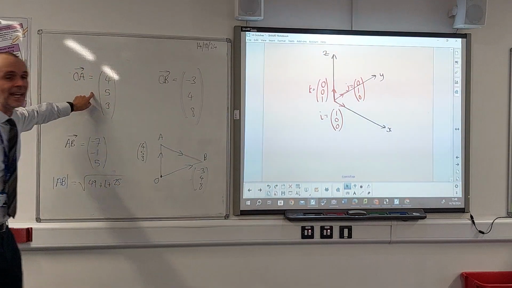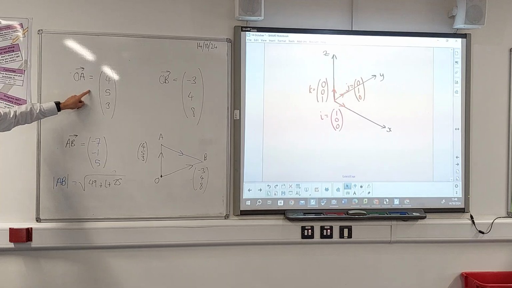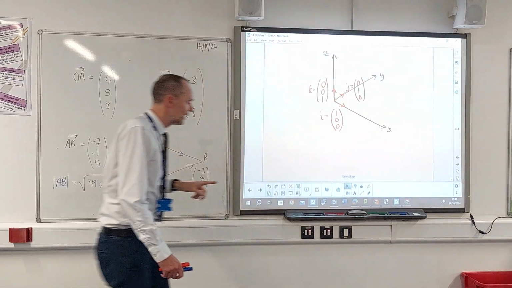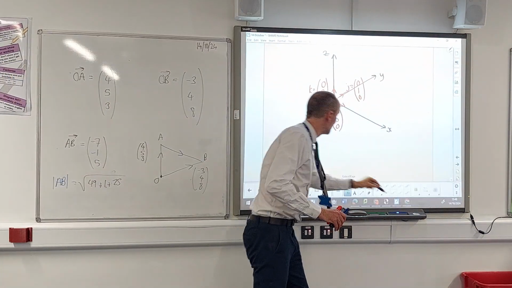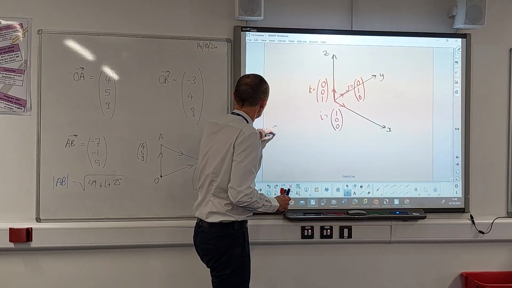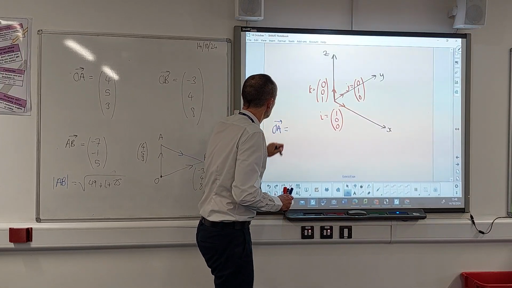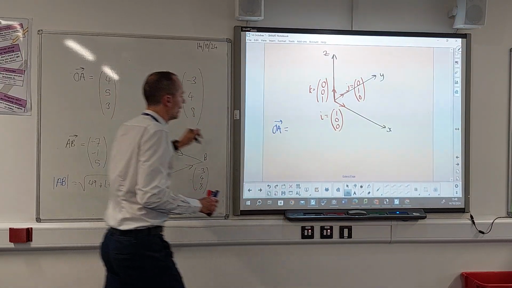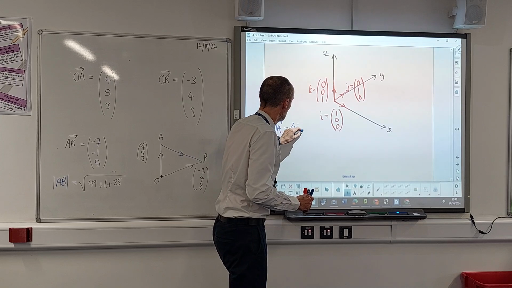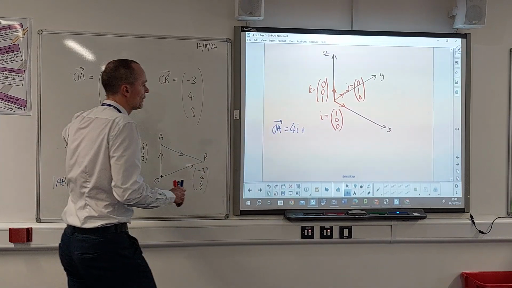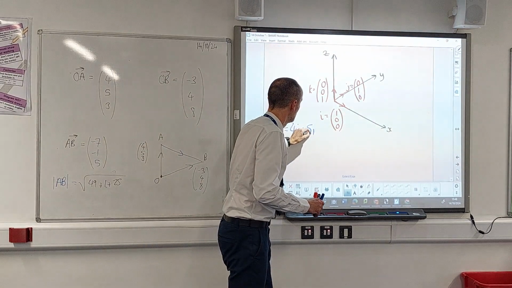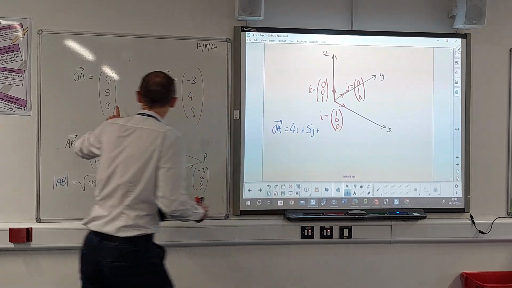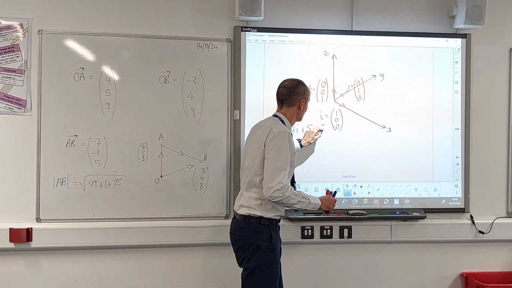So this vector here, that was 4, 5, 3, could be written as 4 lots of I followed by 5 lots of J followed by 3 lots of K.